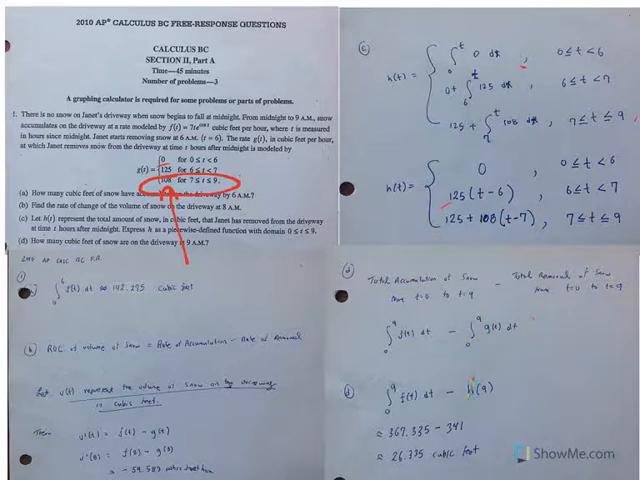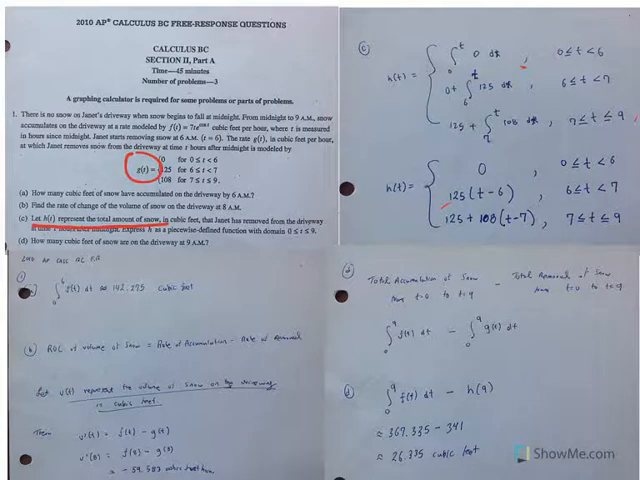And it tells you the total amount of snow in cubic feet that she has removed from the driveway, and we get that from taking the definite integral of the rate of change function at which she's removing snow from the driveway, because the definite integral of a rate of change function will give you the net change.